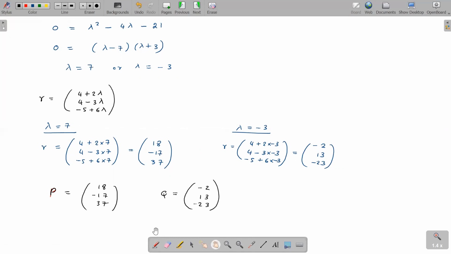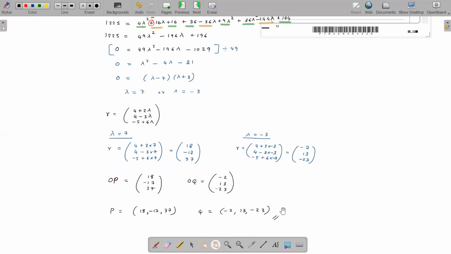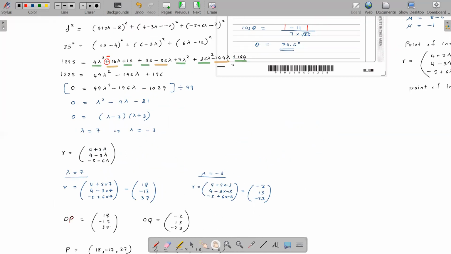These are column vectors. To give coordinates, let's write it down like this: 18, comma, minus 17, comma, 37. And the Q coordinate is minus 2, comma, 13, comma, minus 23. Are you with me? So these are the values of P and Q. Is this clear with you all?